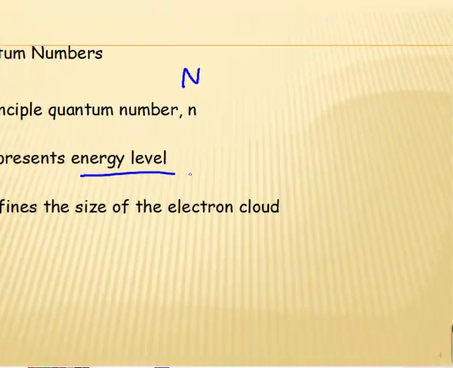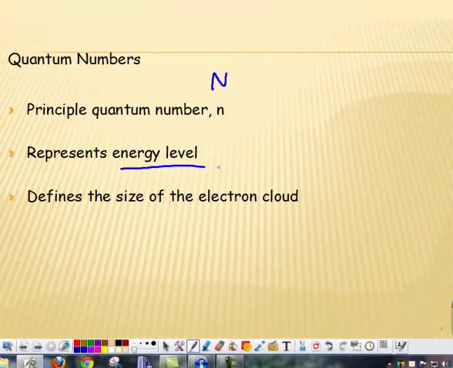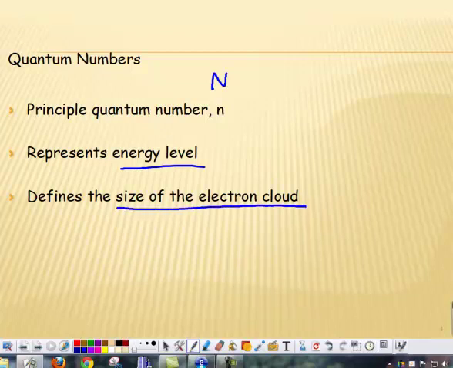Now, we've already discussed how we have a very general description of where the electron is called an energy level. Energy levels are made up of sublevels. Sublevels are made up of orbitals. And then inside the orbital, which holds two electrons, one is spinning one way and one is spinning in the opposite direction. Well, this is the first of those. So the first one is called the principal quantum number, letter n. And it defines the size of the electron cloud.